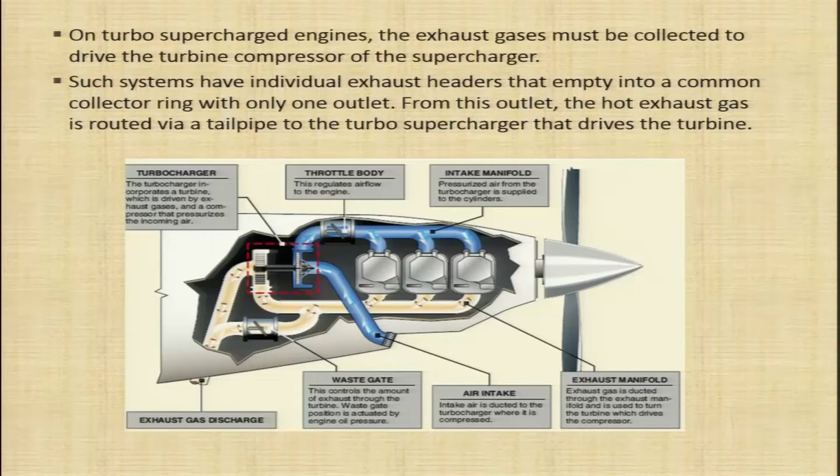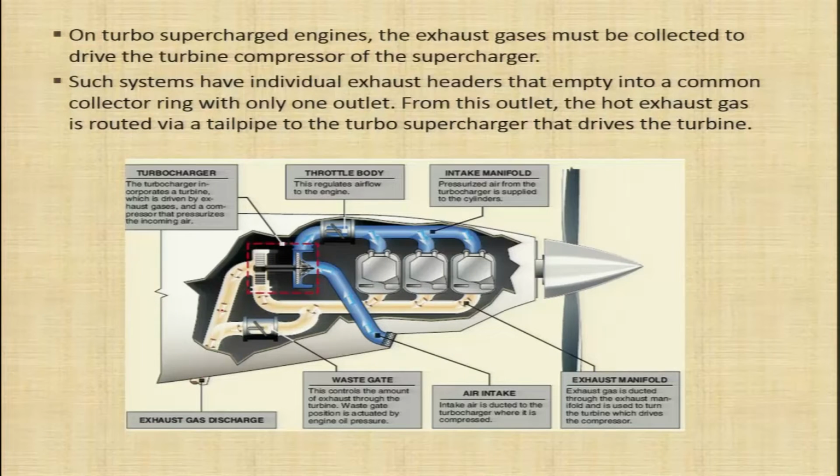Here in the diagram you can see this is your turbocharger, this is your throttle body, this is your intake manifold, and this is your exhaust manifold. From each cylinder you can see the exhaust gases coming out. These exhaust gases drive the turbine of the turbocharger, and after driving the turbine, the exhaust gases are routed out through the exhaust gas discharge pipe.